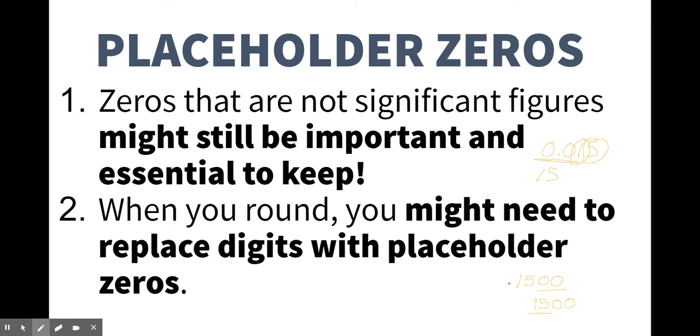All right. So, another thing that this means is that when you round numbers, you may need to replace digits with placeholder zeros. And this right here is the number one thing that people get wrong on tests, that people forget when they're doing math. This is the number one rule that messes people up. So we are going to talk about all of that, and we're going to talk about it right now.